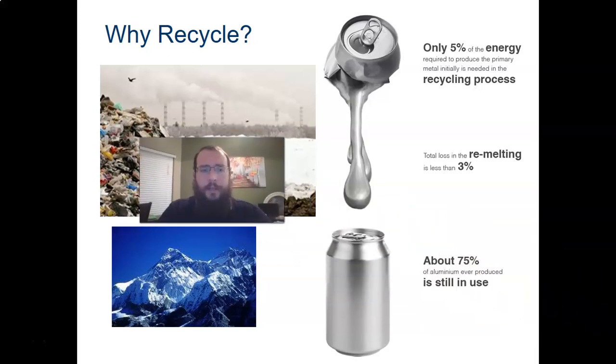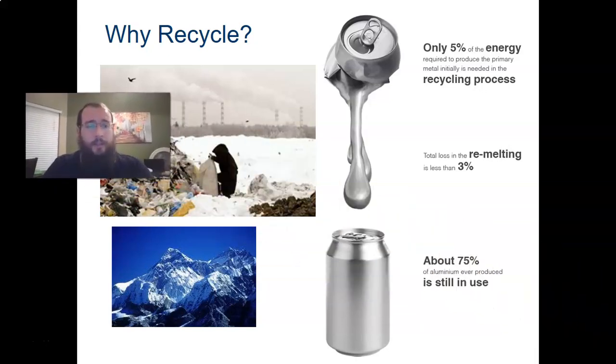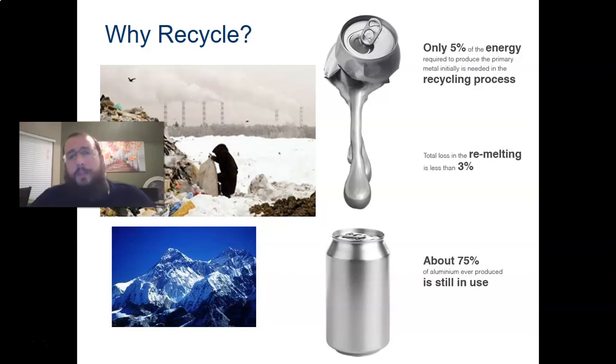So here's a graphic that I found. Let me just put my face in the trash over here. Here's a graphic that I found talking about aluminum can recycling. It says only 5% of the energy required to produce the primary metal initially is needed in the recycling process. About 75% of the aluminum ever produced is still in use.